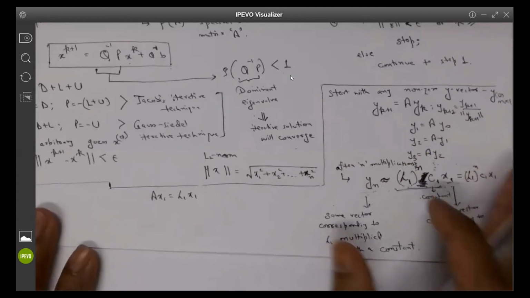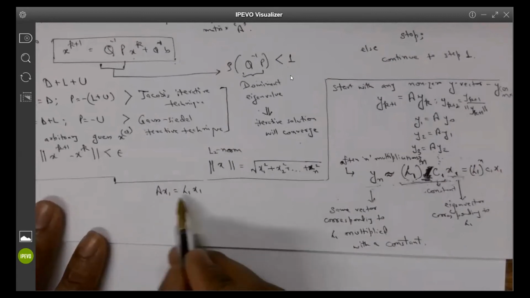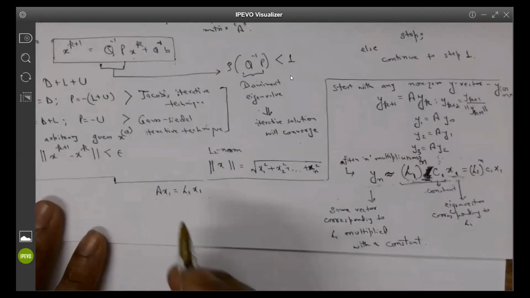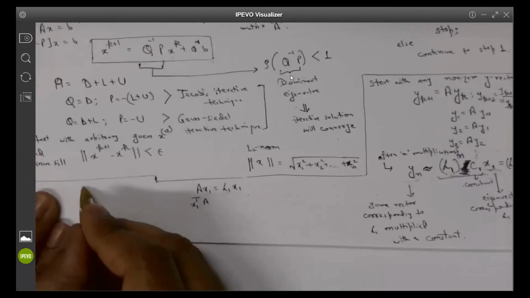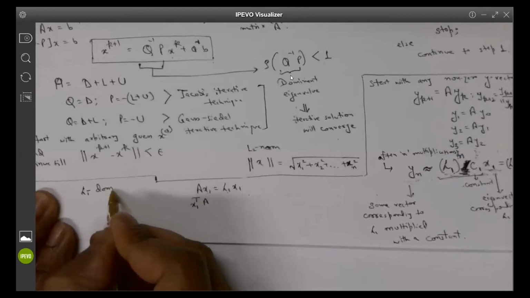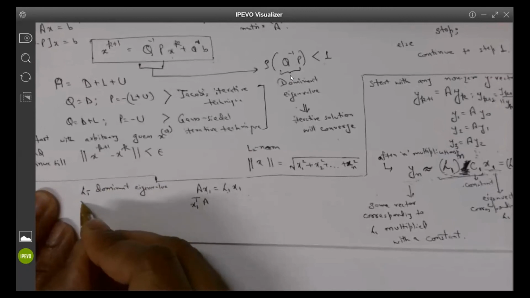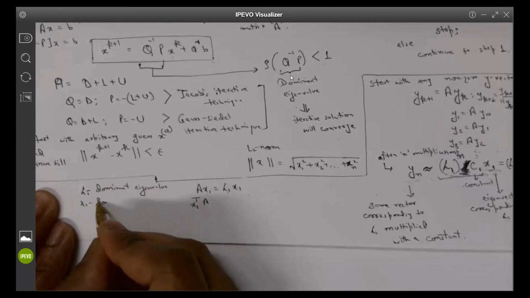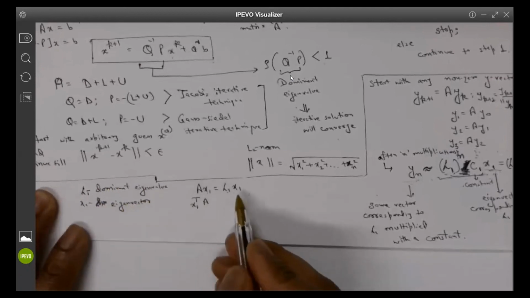So assuming that you follow this, what it says is that A x1 is equal to lambda 1 x1, because x1 is an eigenvector corresponding to lambda 1. So this is basically satisfying this equation. Now if I multiply with x1 transpose, remember, lambda 1 is the dominant eigenvalue, and x1 is the eigenvector corresponding to lambda 1. And we have not found lambda 1 yet, and we have not found x1 yet.